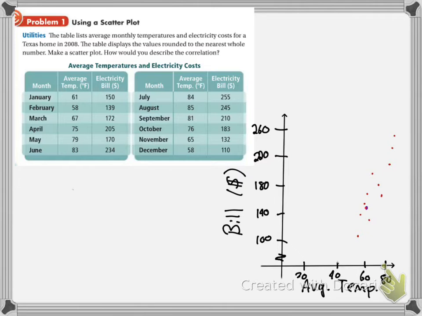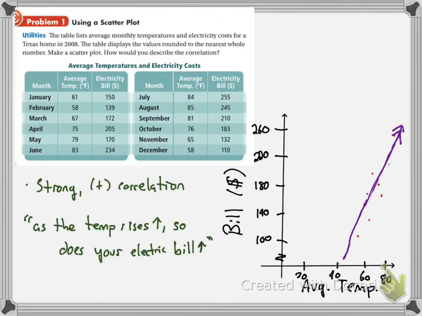From all of the dots, I can see that I have a positive upward trend, something along the lines of this. From here, I could say that I have a strong positive correlation. How we would word that is by saying that as the temperature rises, so does your electric bill. So as temperature goes up, electric bill goes up. In other words, a strong positive correlation.